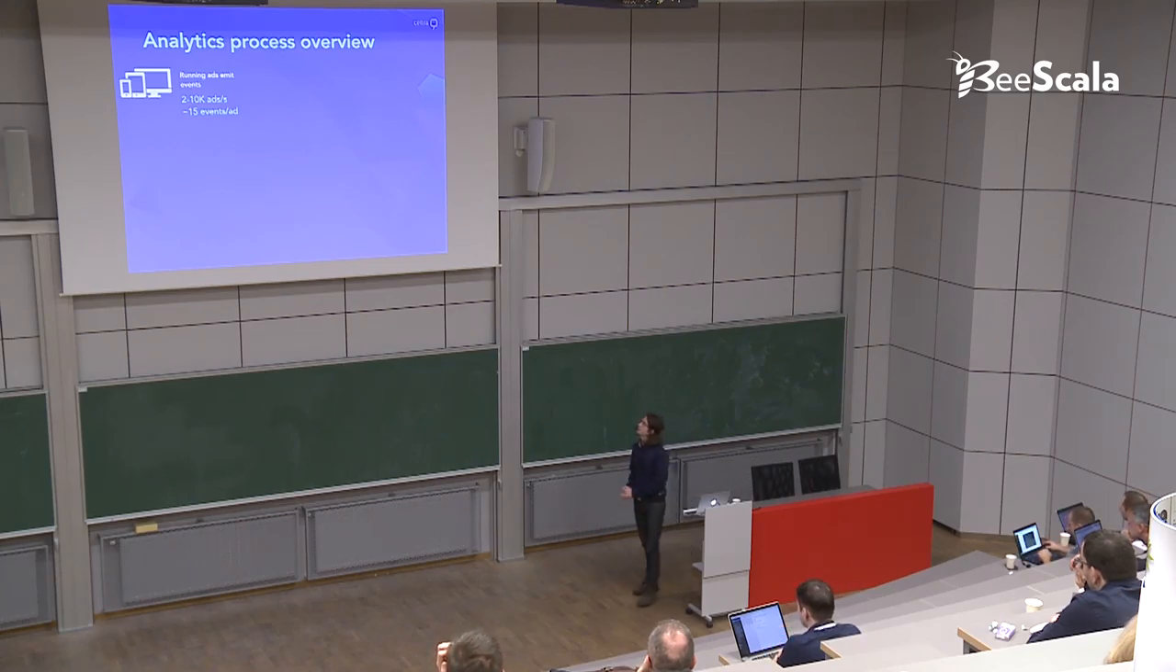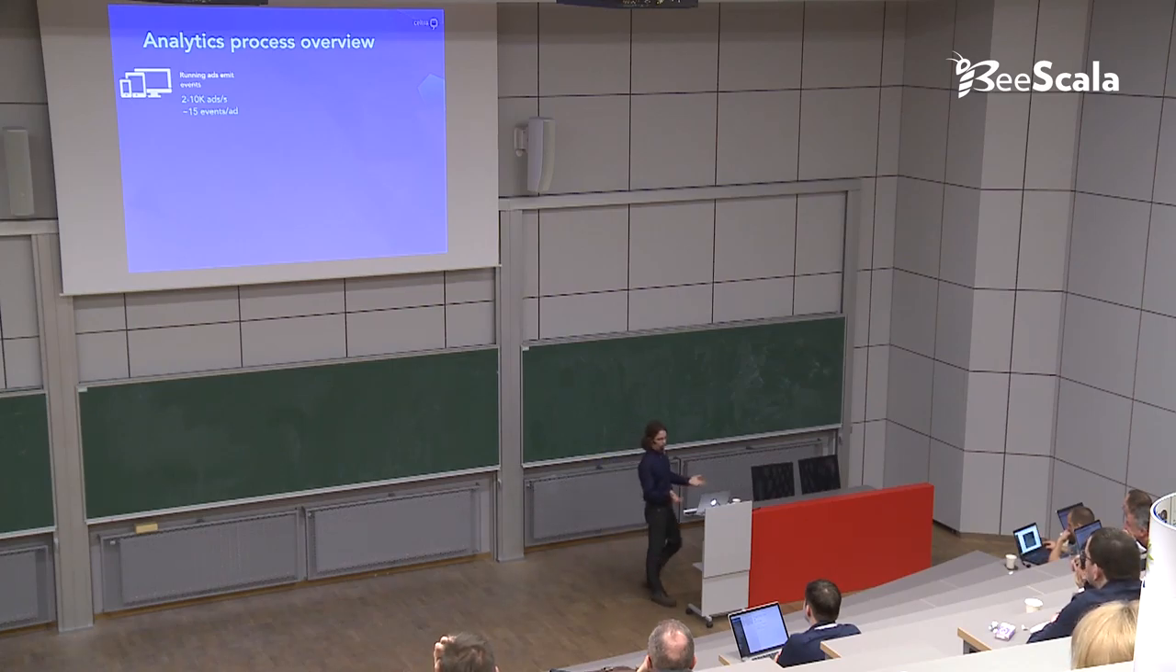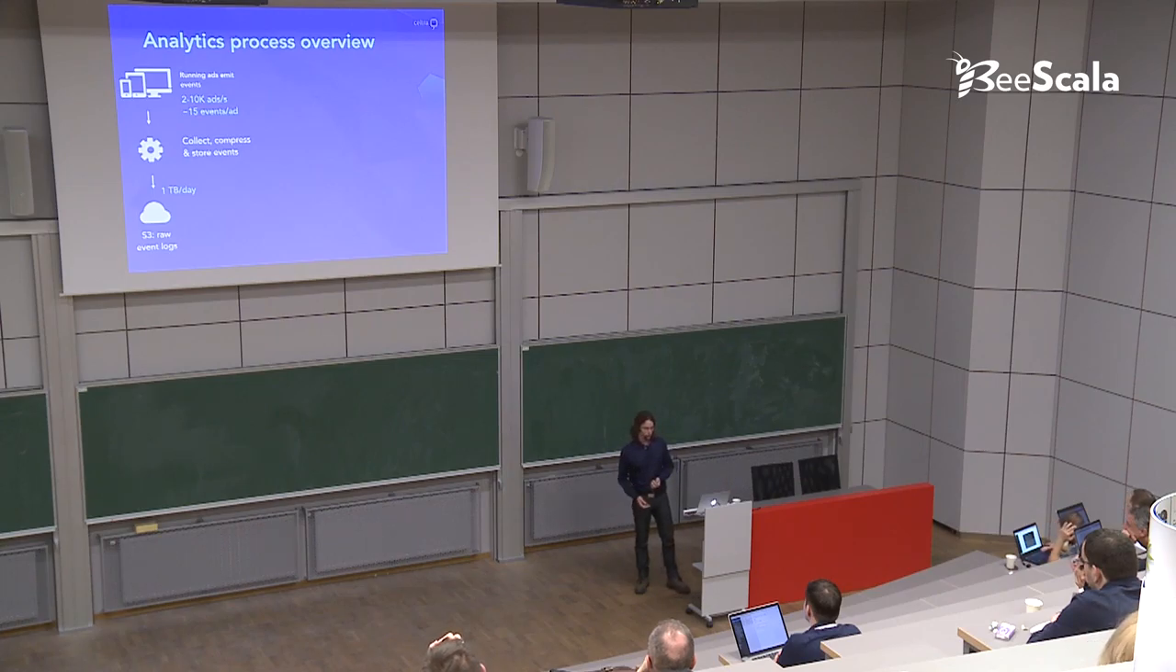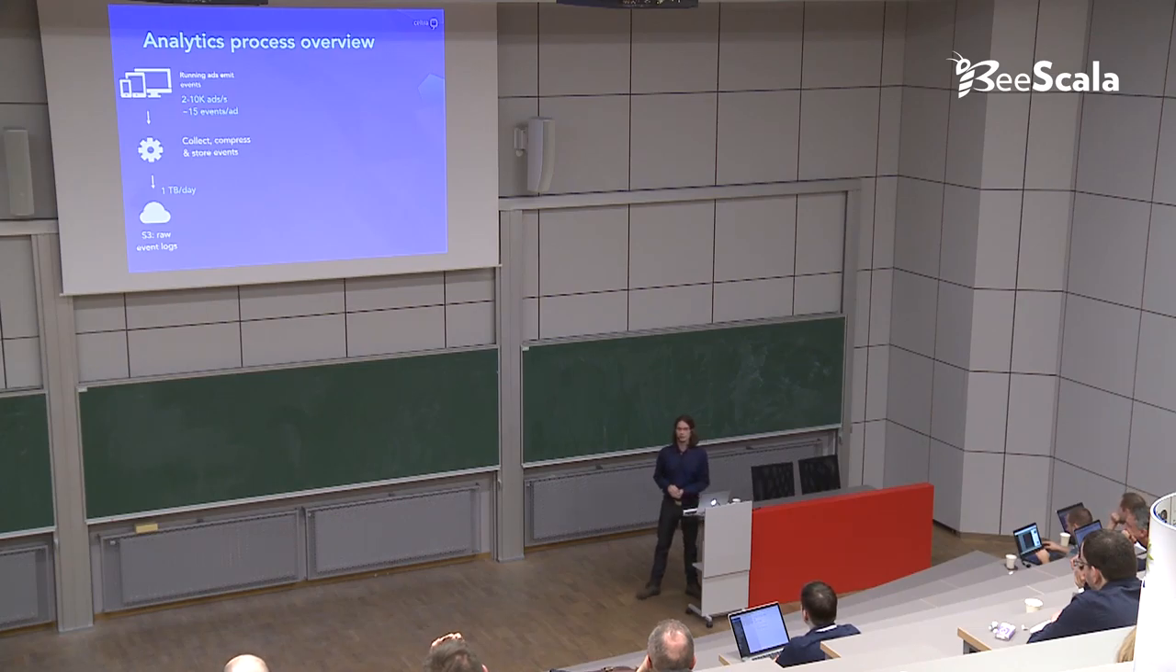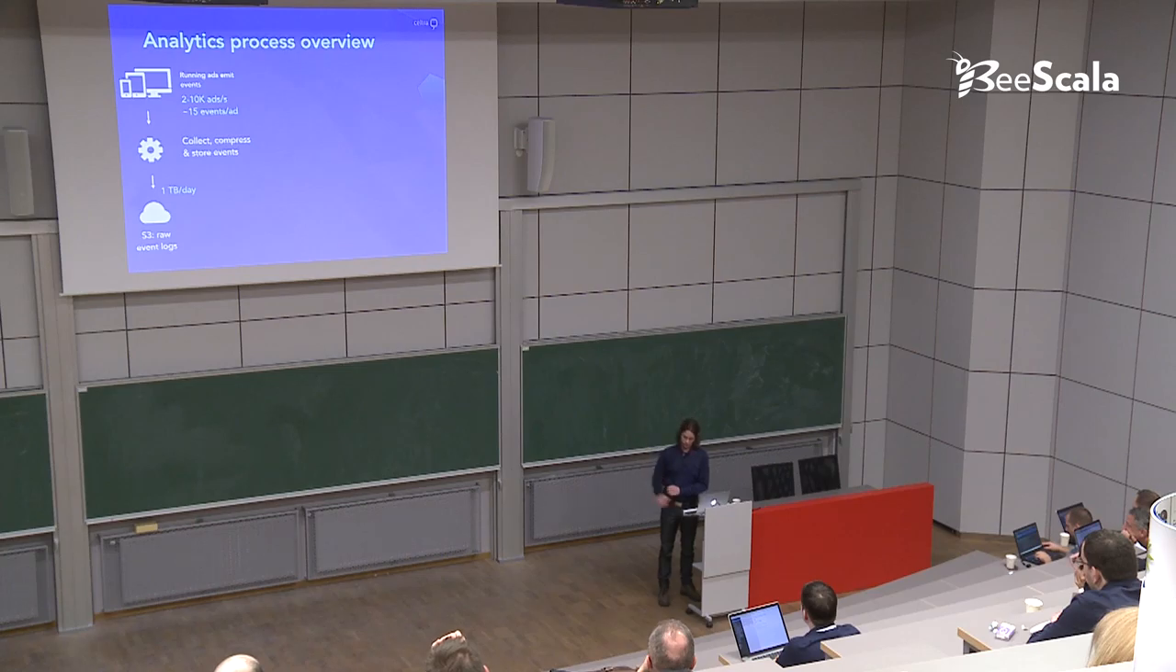We get events from ads, and ads are not just static pictures. These are actually JavaScript programs that are aware of themselves and know what's happening with them, and then send data back to us. We collect this data, we partition it, and we store it. We must not lose this data because we get paid by the number of served impressions. And if we don't have a log that an ad was served, then we don't get paid. So this is quite a simple process, but it must always work.